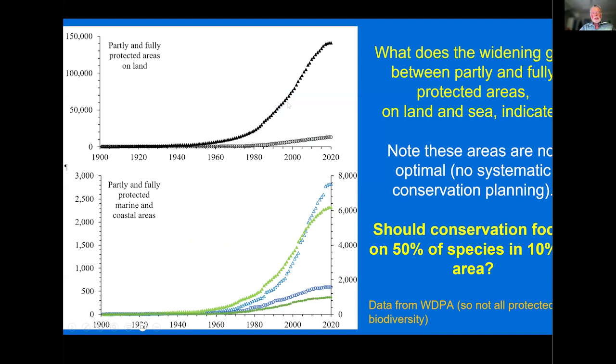And this pattern is more or less the same on land. So you can see this widening gap in both situations. So it seems that as countries go towards their 30% protected areas by 2030 target, are they really doing it, or are they just labeling areas as protected areas? And the other issue is that they're not using any systematic conservation planning internationally. Within countries, some countries have used systematic conservation planning, such as Australia and California, Israel. I think some of the Baltic countries as well are now doing that.